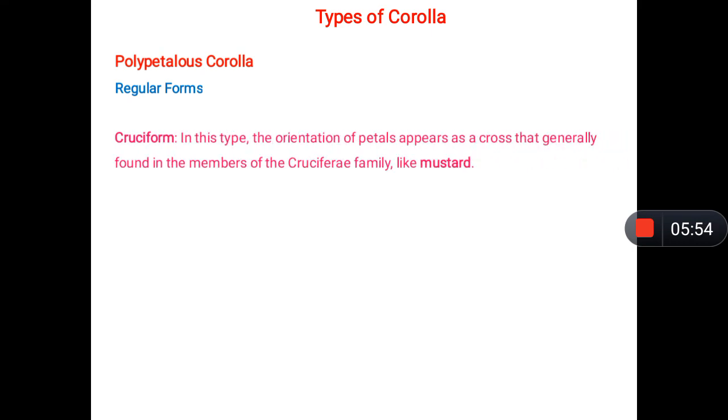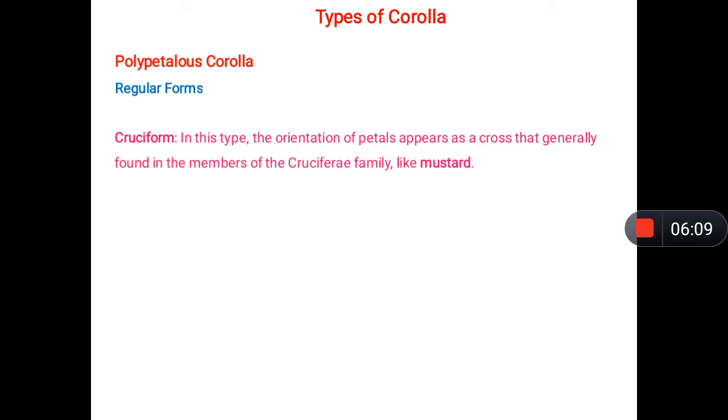So now we have to study what are the different types of corolla. Polypetalous corolla, that means petals are free. They are again of two forms, that is regular and irregular. In regular form there are different types. The first one is cruciform. In this type, the orientation of petals appears as a cross, generally found in the members of Cruciferae family.